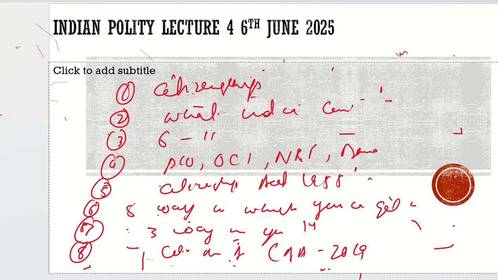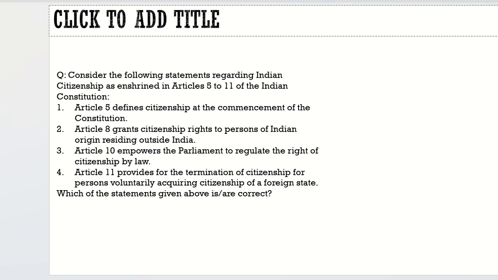Now let's move to another slide and see what question we had brought there. Well, the question says: consider the following statements regarding the Indian Constitution as enshrined in Articles 5 to 11. First statement, Article 5 defines citizenship at the commencement of the Constitution. 100% correct. We discussed it in a very detailed way. Second, Article 8 grants citizenship right to persons of Indian origin residing outside India. 100%. We saw that within 1 year he has to register in any Indian embassy. If you are outside India, register in any Indian embassy, you will get the citizenship.